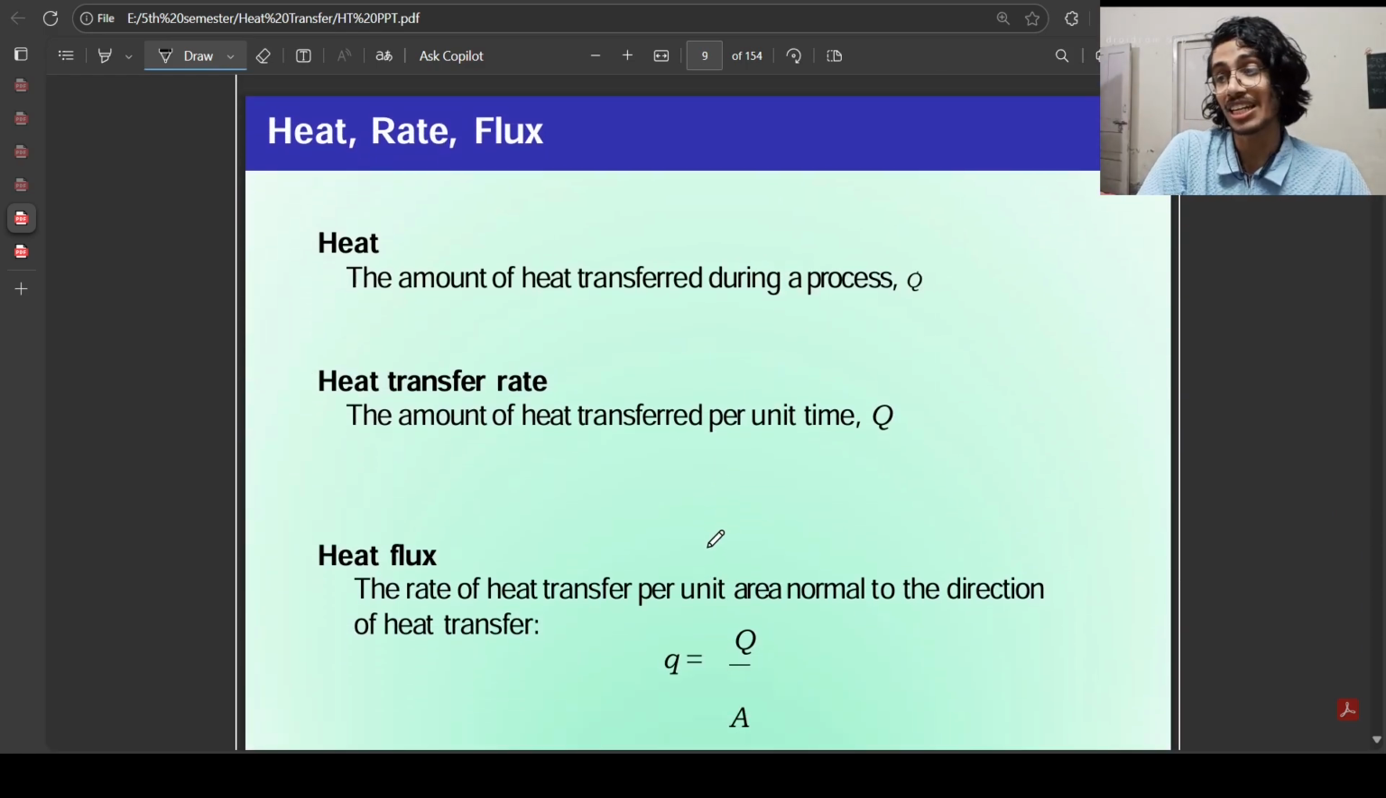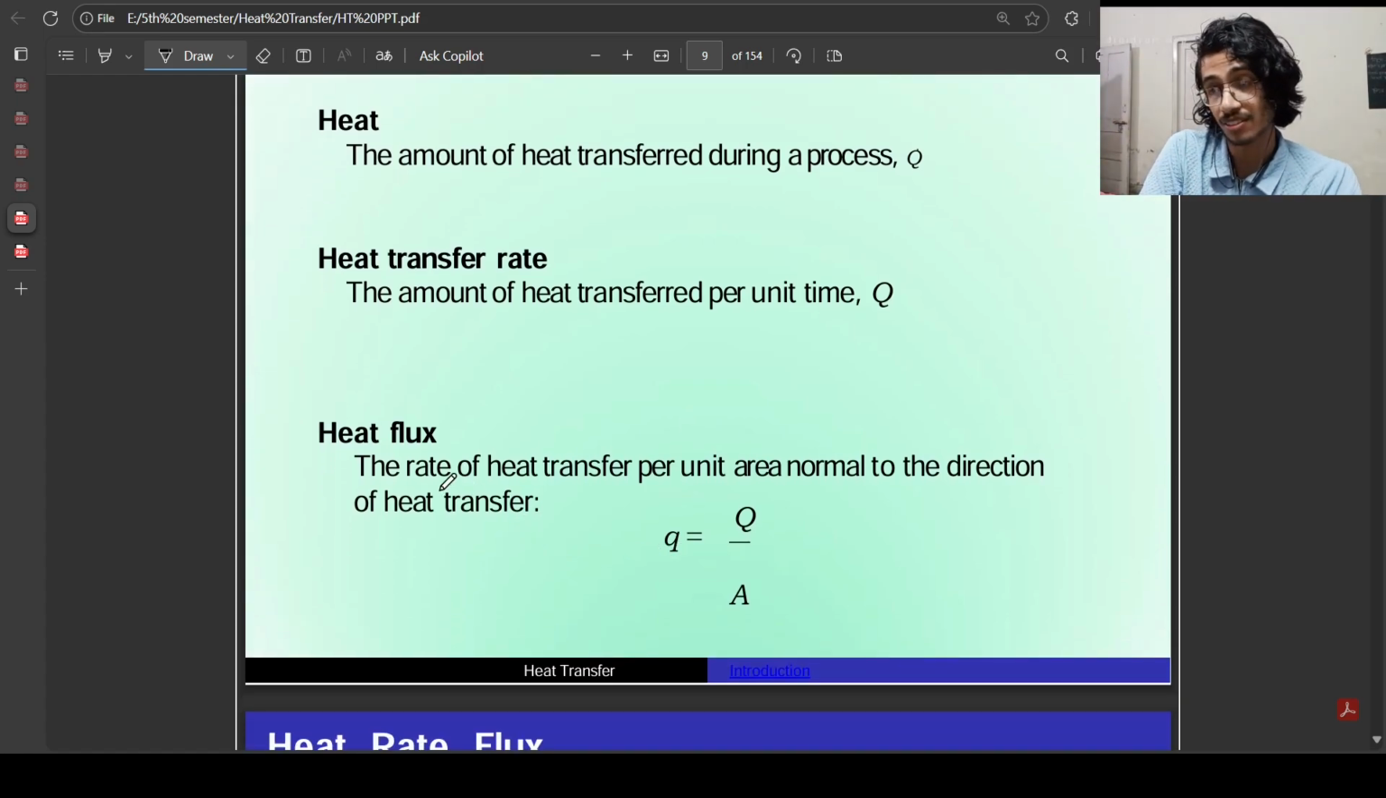Let's discuss heat, rate, and flux. These are very important terms. What is heat? Heat is the amount of heat transferred during a process. Heat transfer rate is the amount of heat transferred per unit time. When we say rate, we are generally concerned about time, right? Sometimes the rate can also be expressed in terms of length. That is very interesting. And heat flux is the rate of heat transfer per unit area normal to the direction of heat transfer. It is very interesting to see.